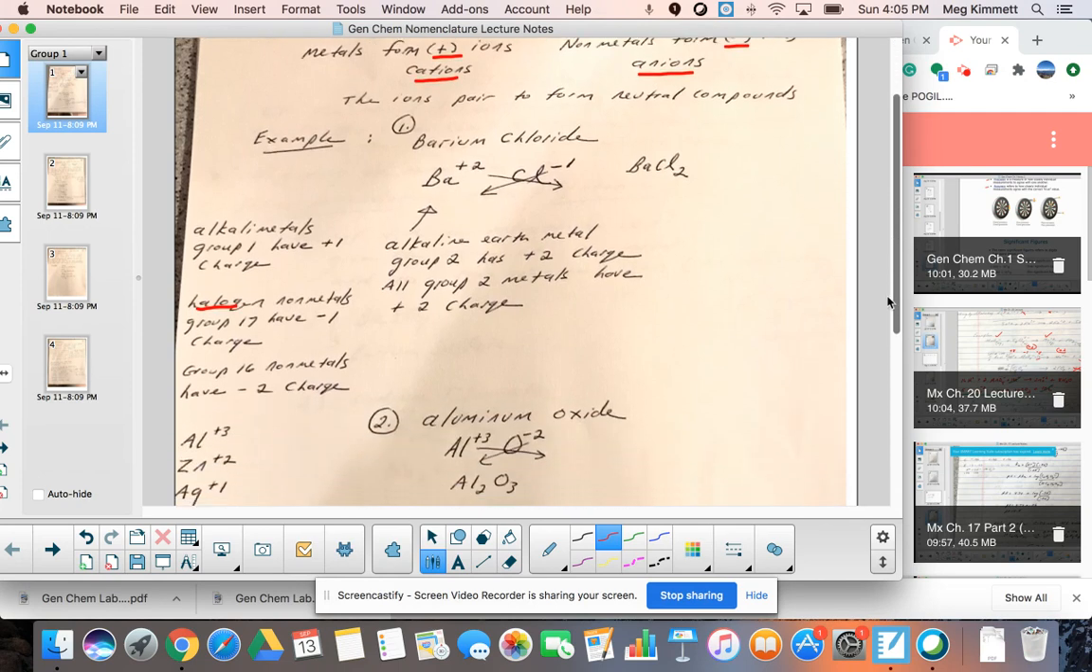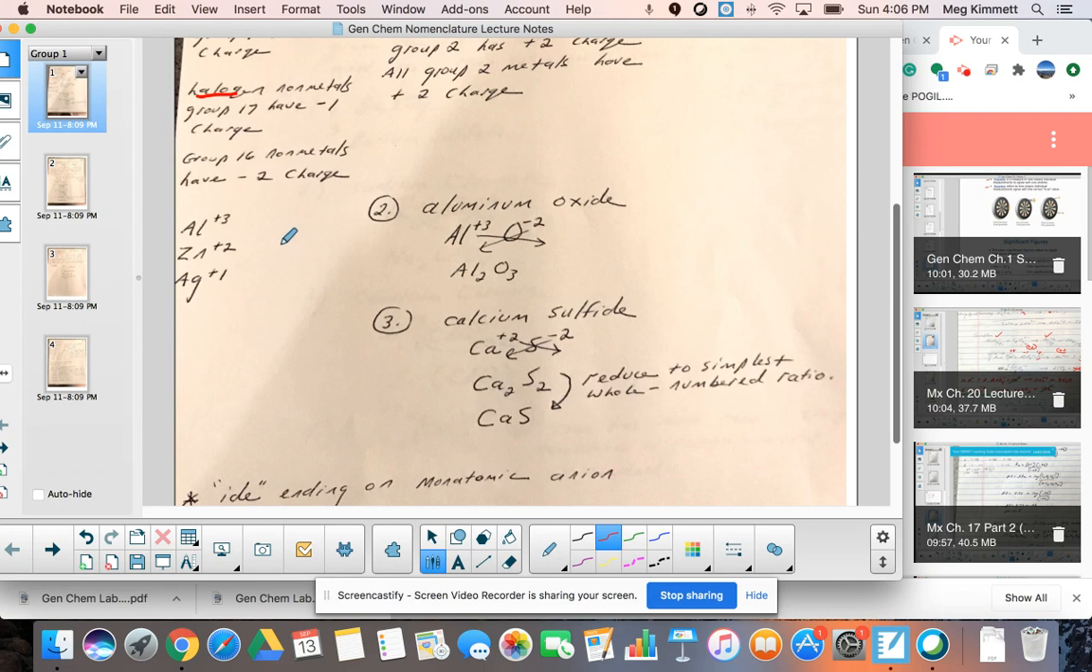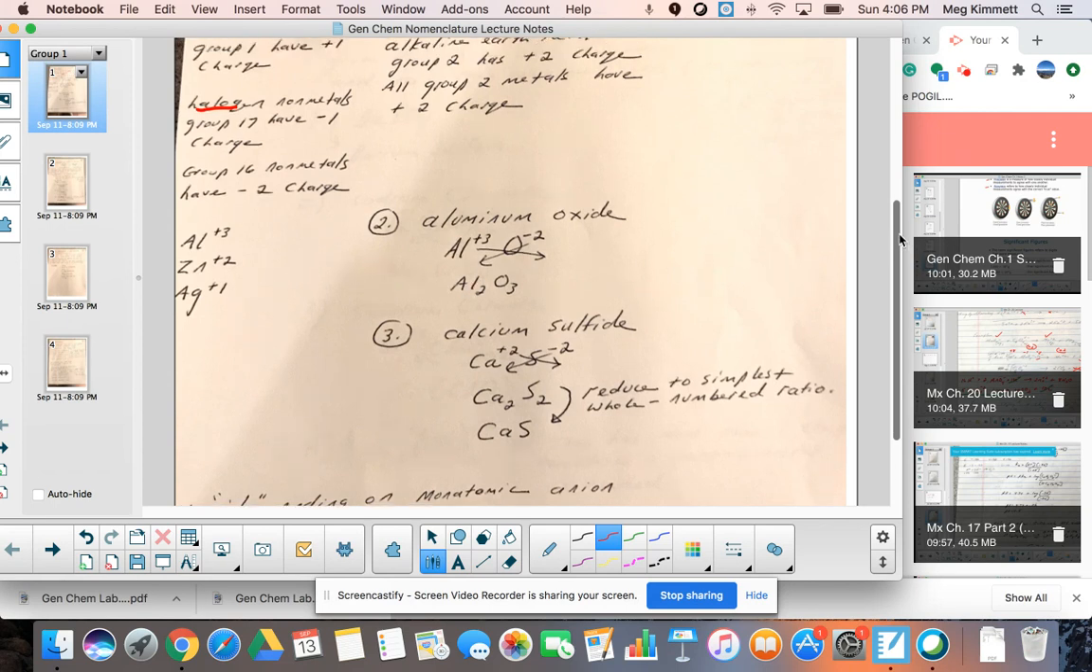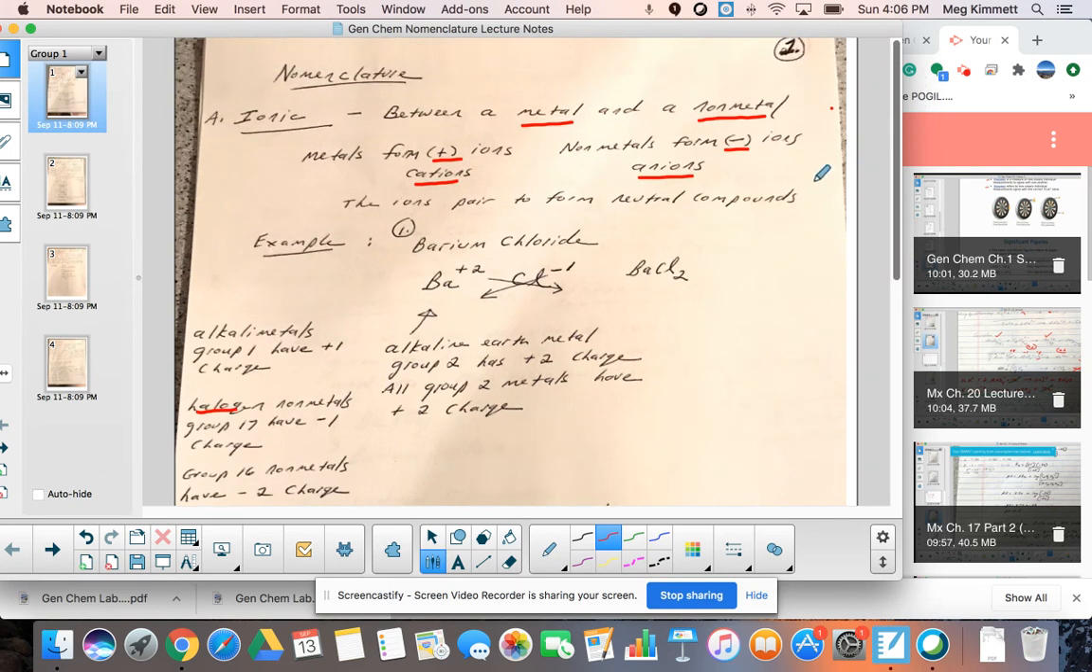Now, there are some other ones that you just have to know, or you look them up, and it's that aluminum is a +3, zinc is a +2, and silver is a +1. So that being said, you need to know the charge for both your metal and your non-metal before you can determine what the compound formula is.